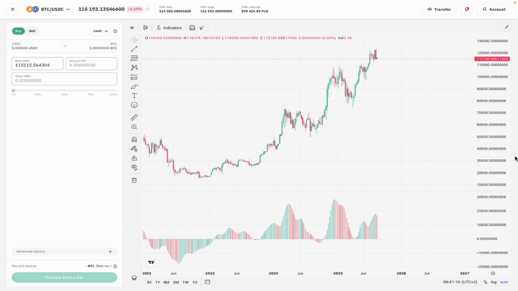Let's take a look at the Bitcoin. This is Bitcoin quoted to USDC on Zondacrypto, long-term chart, weekly time frame with the awesome oscillator in the back.